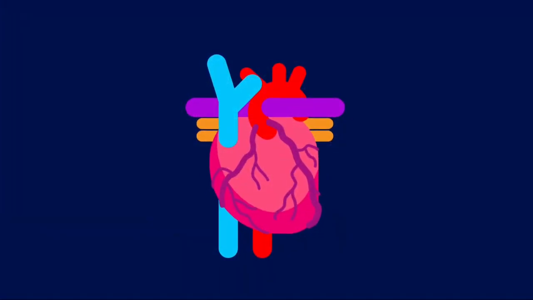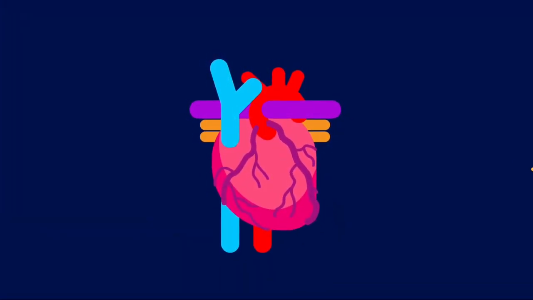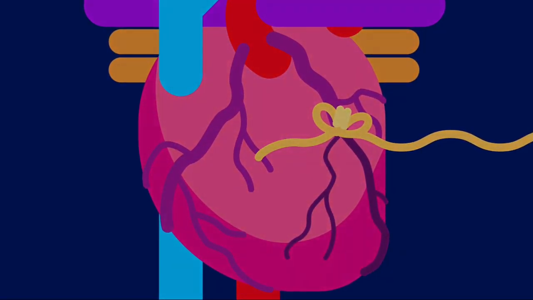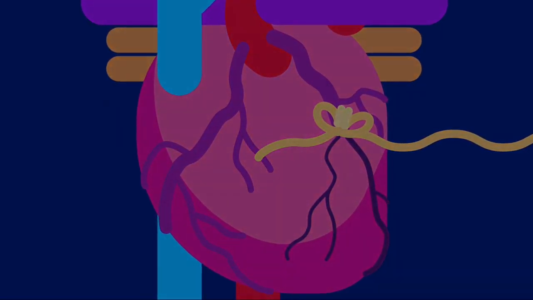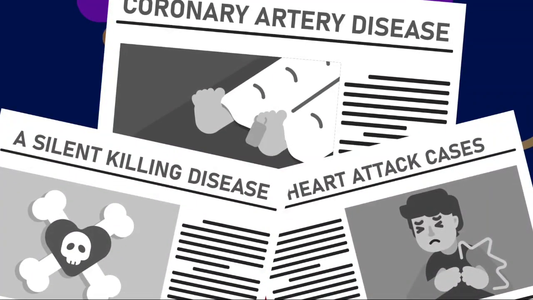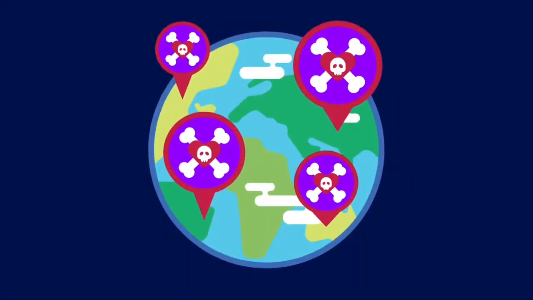What is coronary heart disease? Coronary heart disease, or CHD, refers to a narrowing of the coronary arteries, the blood vessels that supply oxygen and blood to the heart. It is also known as coronary artery disease. It is the utmost cause of major illnesses and deaths worldwide.